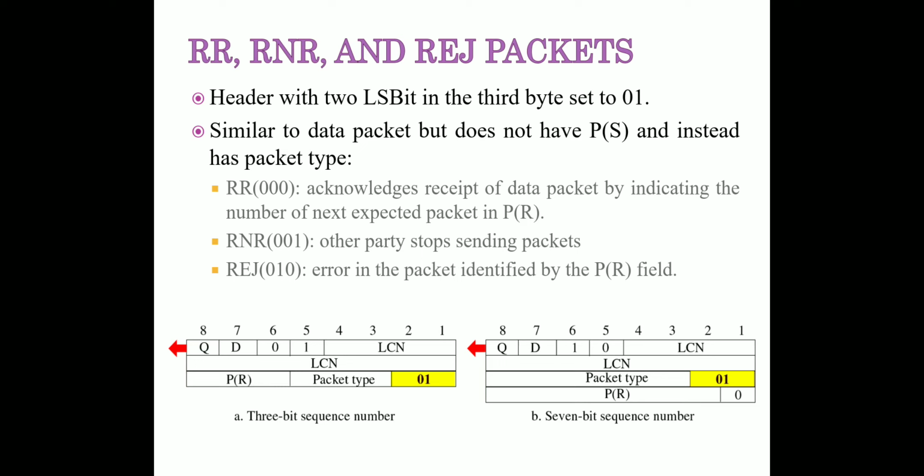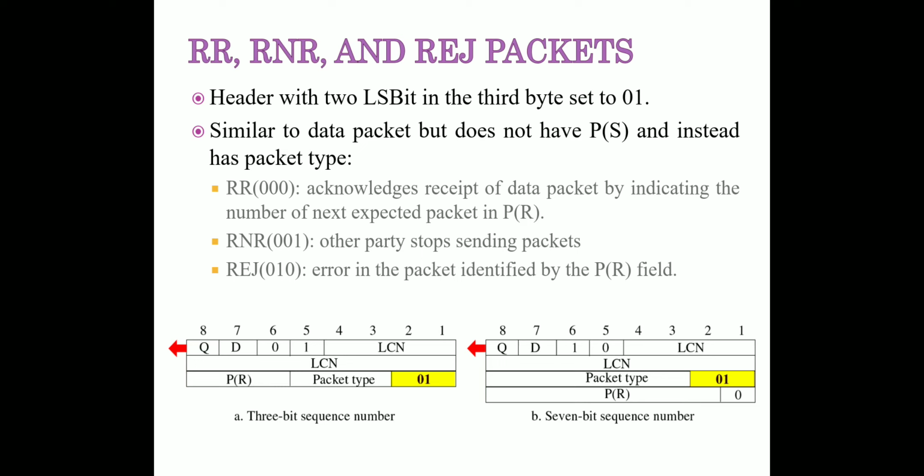Again, it has the GFI, as you can see, the QD and 0, 1 or 1, 0, and then you have the LCN, logical channel number, but you don't see a packet send sequence number in the control packet. Since it's a control packet, it will only have the packet receive or the PR number, but what it additionally has is a packet type. This packet type will tell you whether it is an RR, RNR, or REJ.